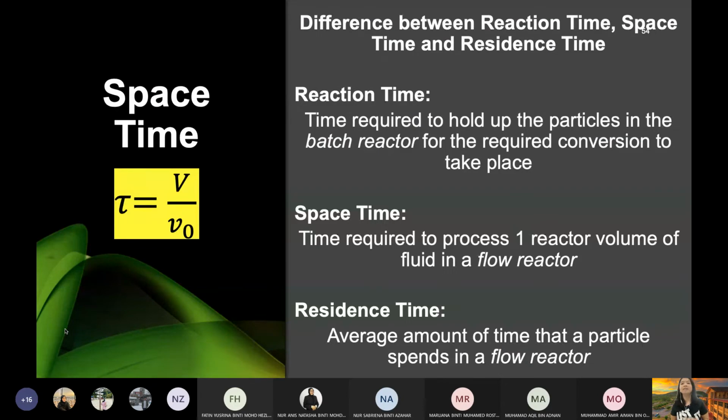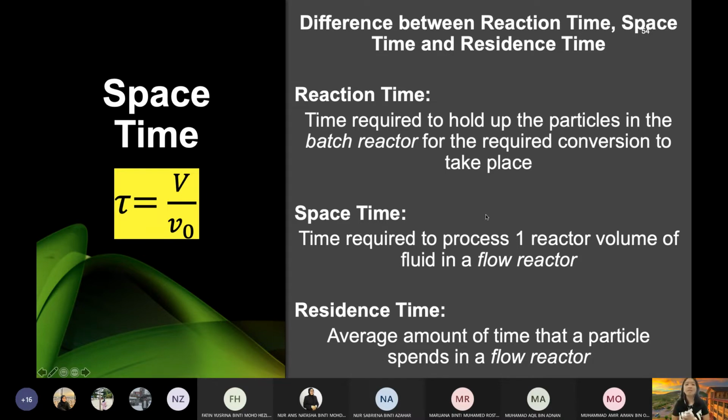However, now I go to residence time. You are probably quite familiar with residence time. You have heard of it, but maybe you are confused about the difference between space time and residence time. Reaction time I have already explained: reaction time is about batch.